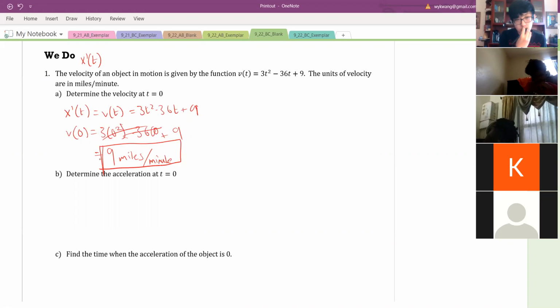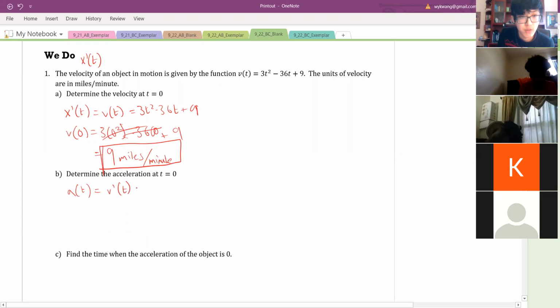Yep, exactly right. So remember, we're not trying to find the double derivative of this anymore, because they already gave us velocity. So we just have to move up one step, basically. So find one more derivative. So we can say the acceleration function is equal to the derivative of the velocity function. And then you told us that was 6t minus 36, right?